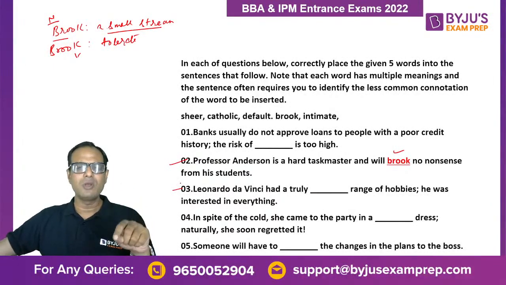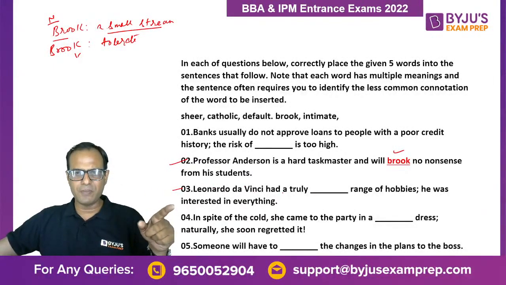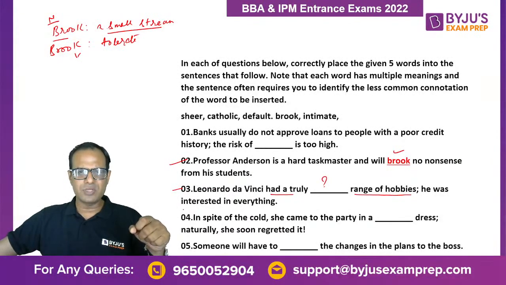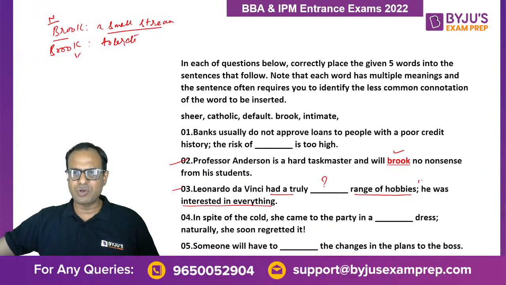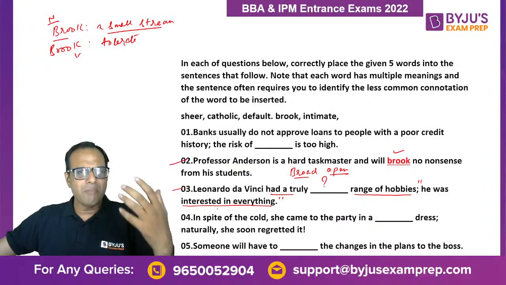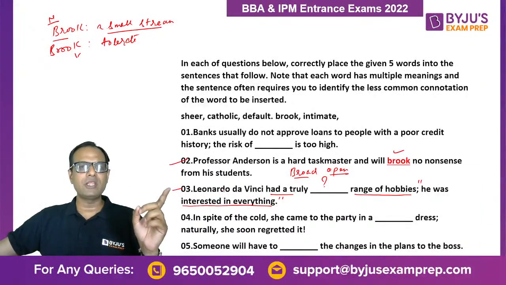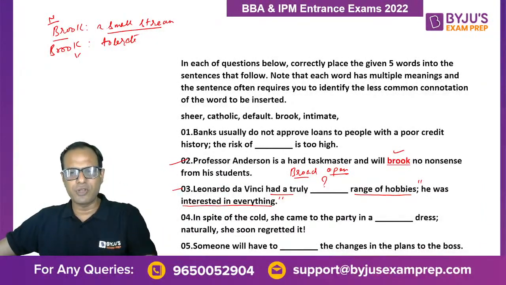What is the situation? We are talking about Leonardo da Vinci had a truly dash range of hobbies. He was interested in everything. Now look at the selection of the phrase. He was interested in everything. That makes his nature broad. That makes him quite open, broad and open-minded, having many types of interest. So what can the word be to describe Leonardo da Vinci?